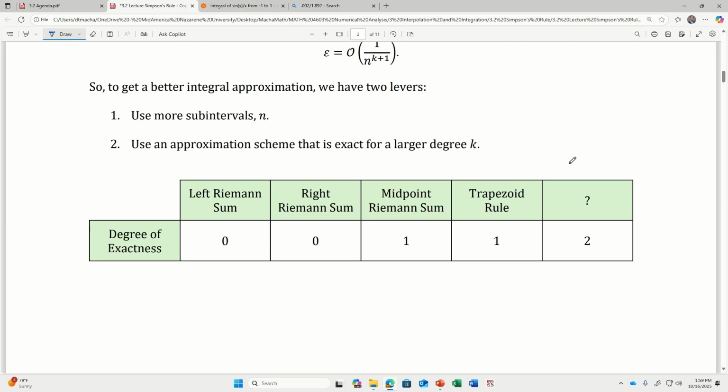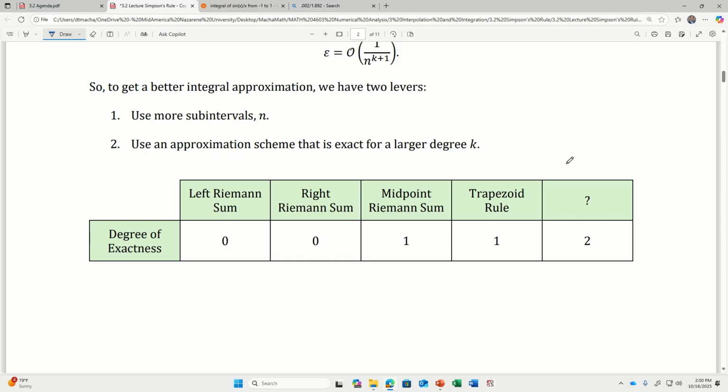And so as we were summarizing the degree of exactness of all of our numerical integration methods so far, we said, well, Riemann sums aren't super great. At least the midpoint rule has a degree of exactness 1. There's not a convincing reason to use the trapezoid rule because it doesn't improve on our degree of exactness.